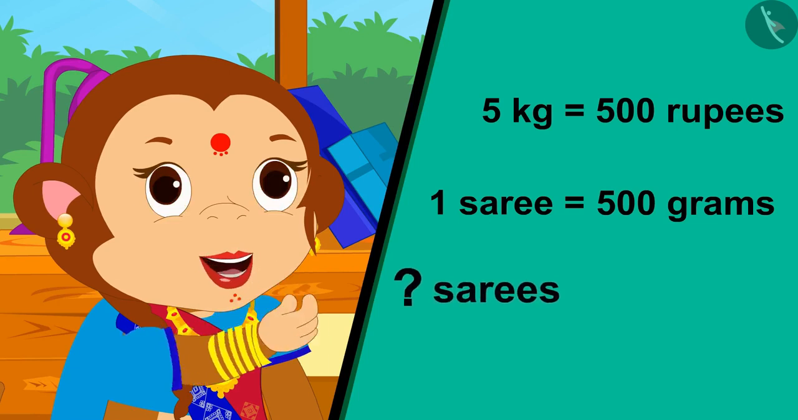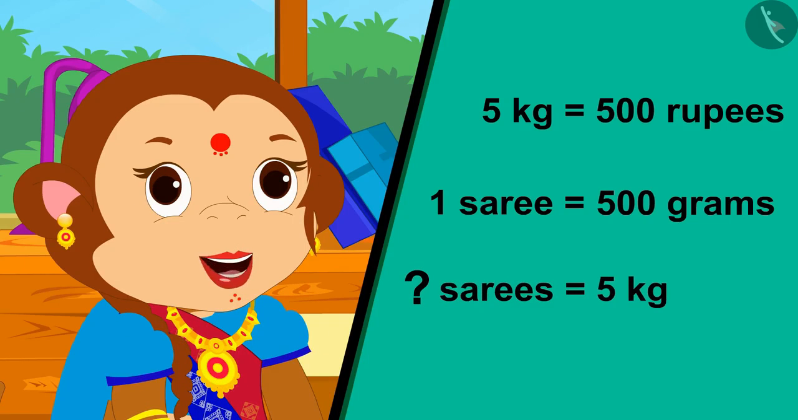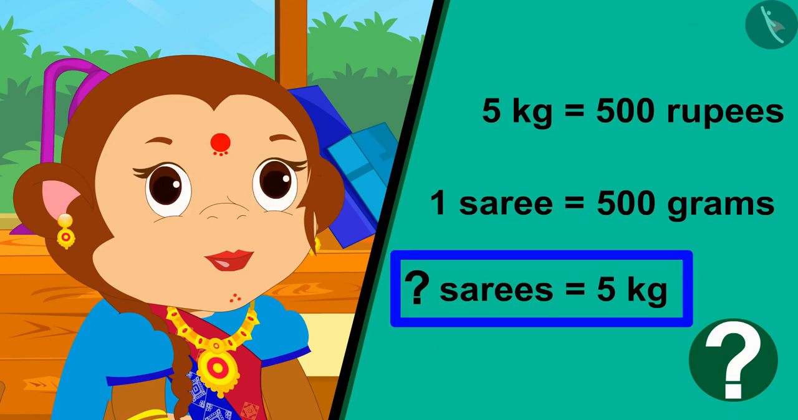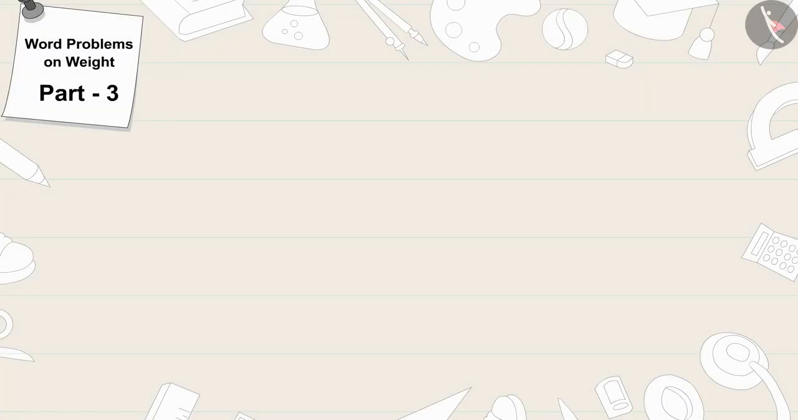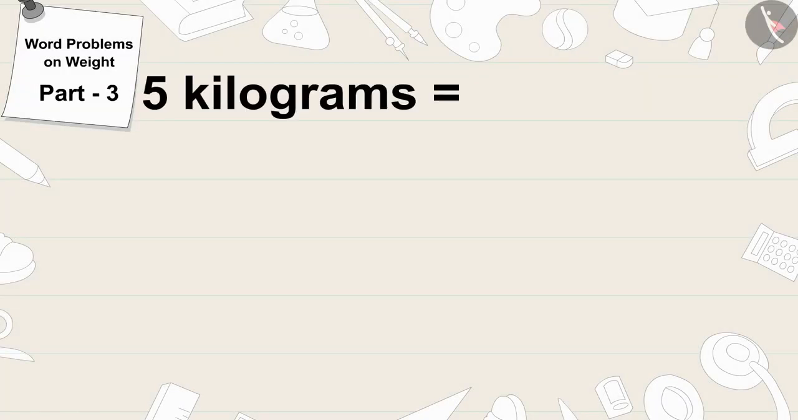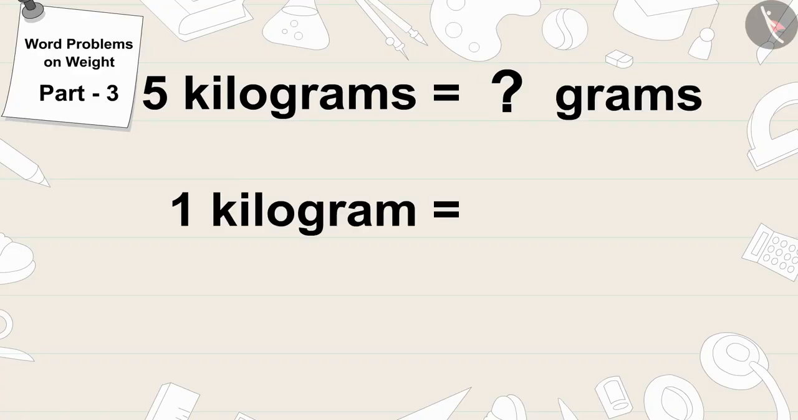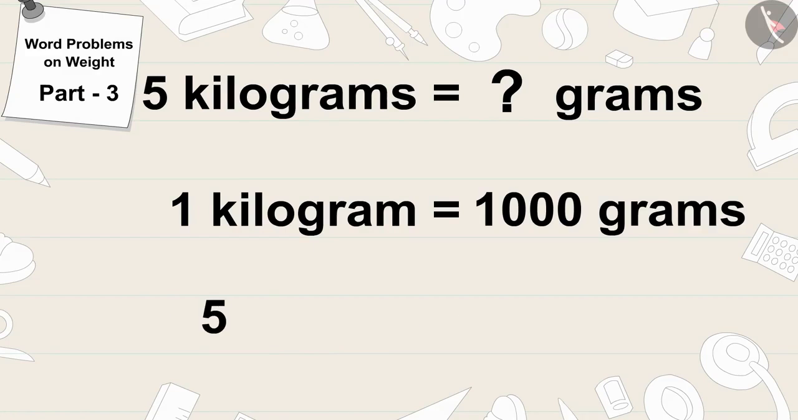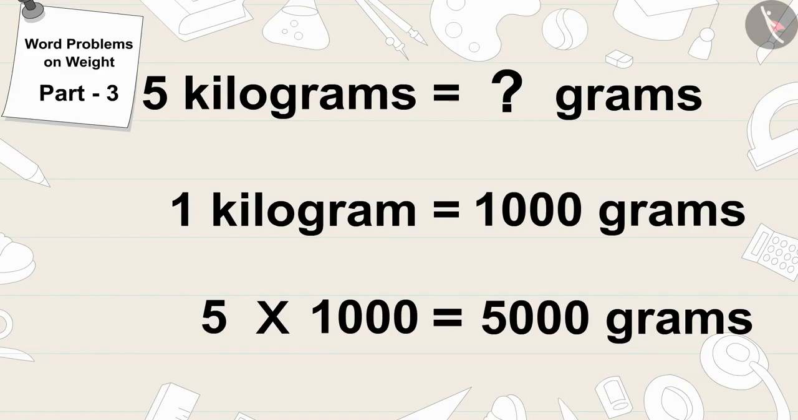So, how many saris will I be able to send in a 5 kilogram parcel? Children, can you tell that if a sari of Banno weighs 500 grams, how many saris will she be able to send in a parcel of 5 kilograms? First, we will write 5 kilograms in grams. 1 kilogram is equal to 1000 grams. So, 5 kilograms, 5 times 1000 will be equal to 5000 grams.